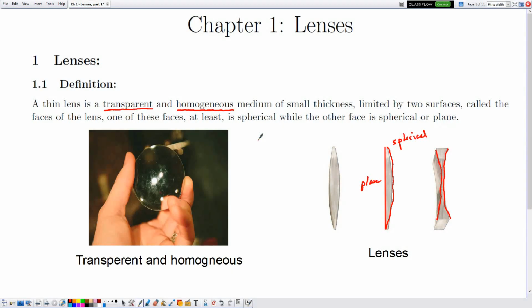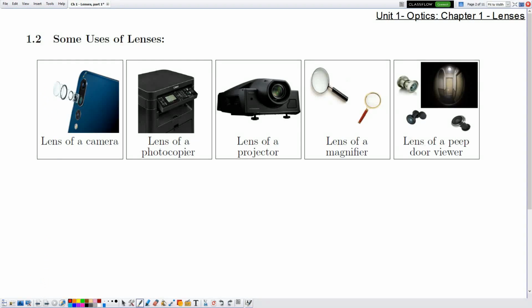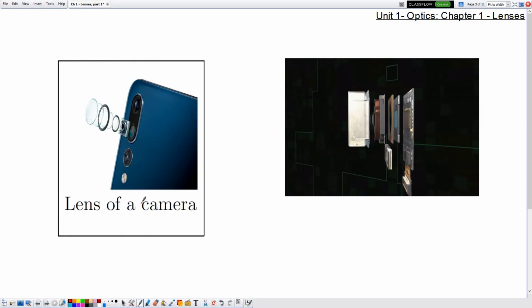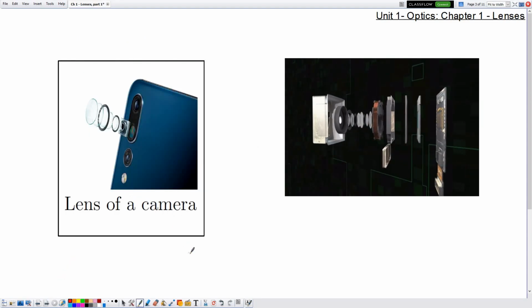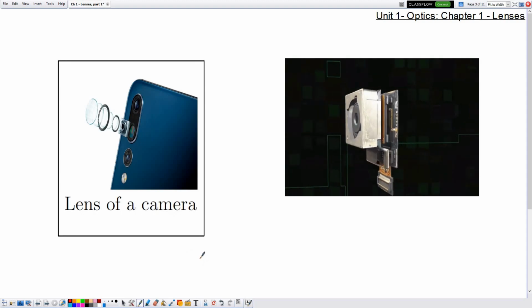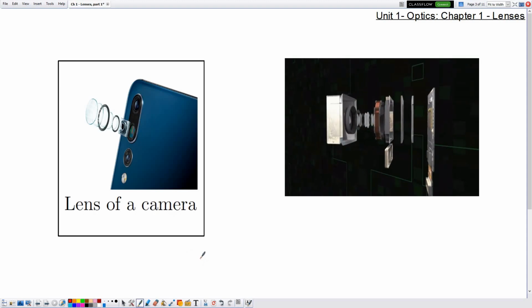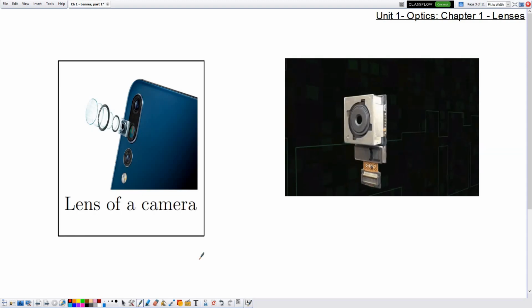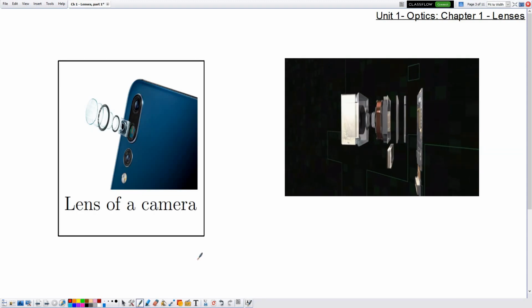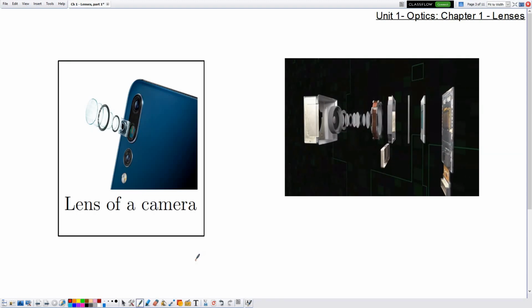Now we come to the more important question, which is where do we use lenses in our daily life? Here are some uses of lenses. So the first one is the lens of a camera. Nowadays, cameras in smartphones are very important, and whenever we need to buy a smartphone, the first thing we look at is the camera. So the camera is made up of a lens.